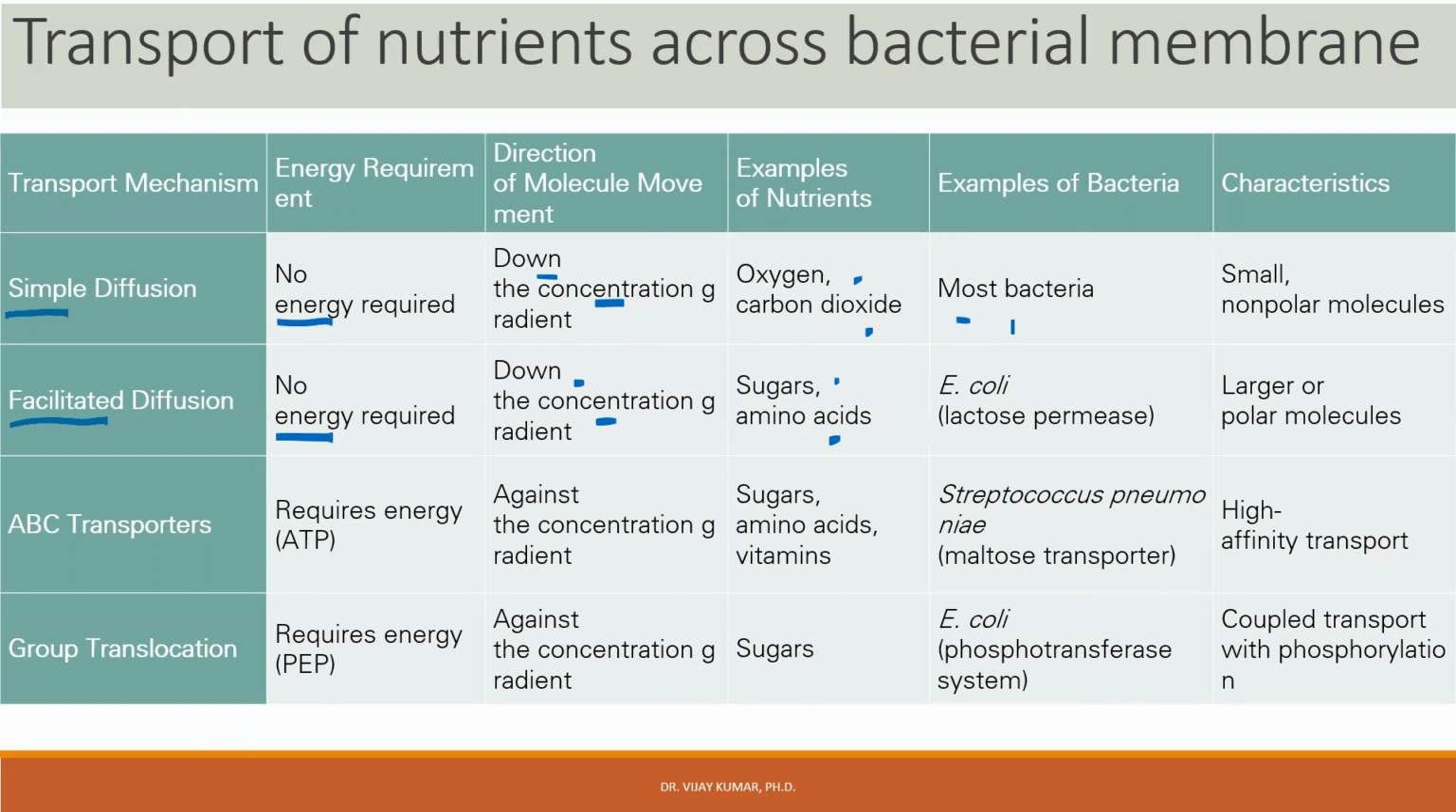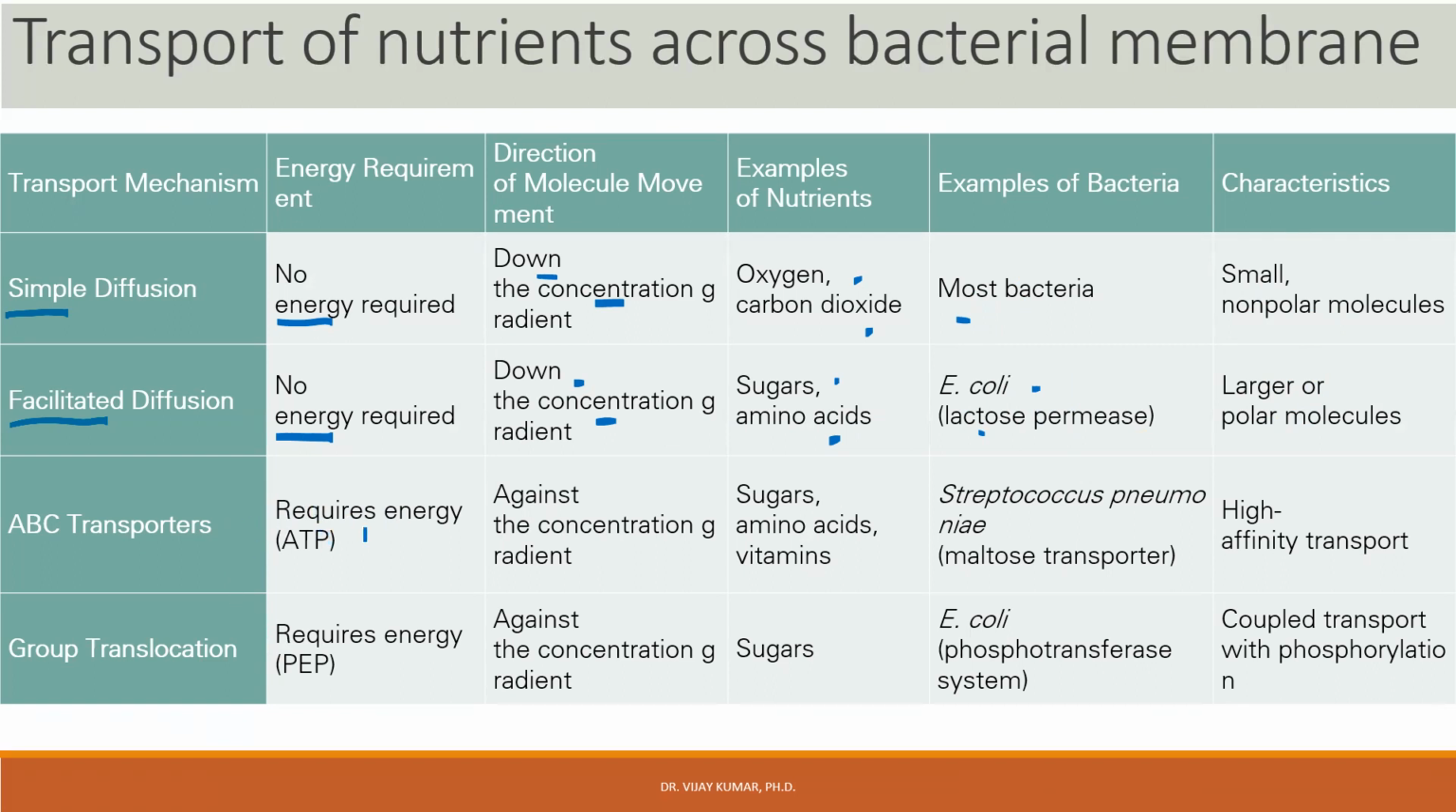Example: most bacteria use simple diffusion. E. coli uses facilitated diffusion for lactose. As for characteristics, the molecule should be small and non-polar. In the case of facilitated diffusion, the molecule can be large also, but it should be able to pass through the channel.